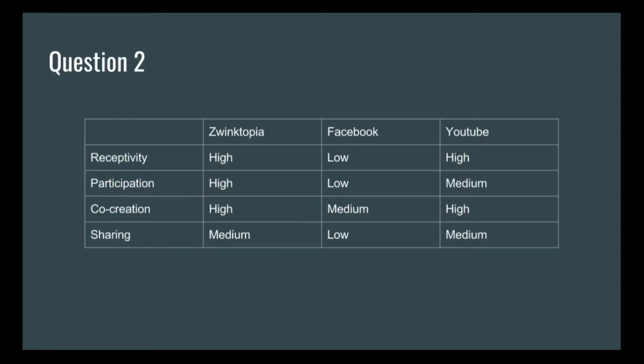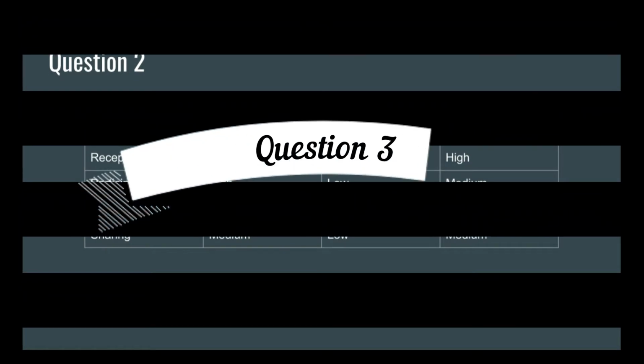On YouTube, receptivity would be high, participation would be medium, co-creation would be high because, again, it is the consumers making the videos for this, and sharing would be medium.